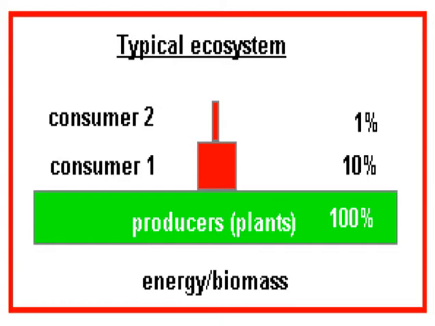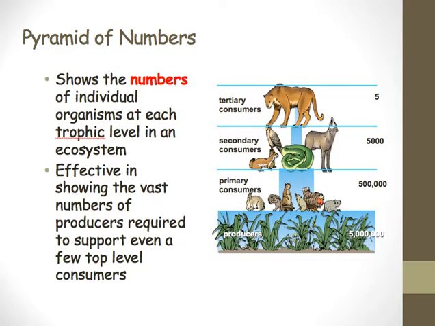So which ones do you think we have more of? So obviously we're going to have many more organisms of producers than we are tertiary consumers because it takes so much energy to support these tertiary consumers. So in an ecosystem, we're not going to have a lot of tertiary consumers. So this diagram kind of shows that. So a pyramid of numbers is going to show the number of individual organisms at each trophic level in an ecosystem. And it's effective in showing the vast number of producers. So here we have 5 million producers to every 5 tertiary consumers required to support even just a few top-level consumers.